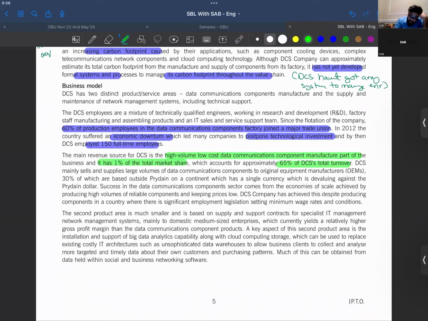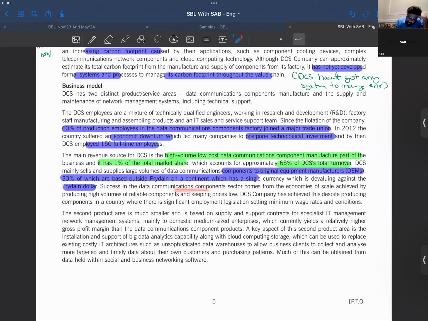So it's one of our main customers, right? 30% of which are based in Britain, on a continent which has a single currency, which is devaluing against the Britain dollar, right? So we are selling outside Britain also, and their currency is devaluing. So it's a risk for us or not? Just think of that, right?